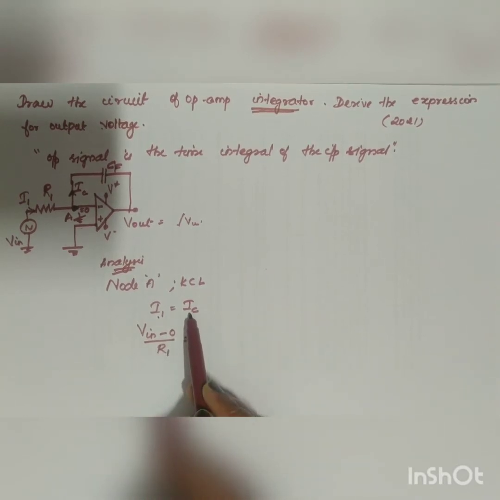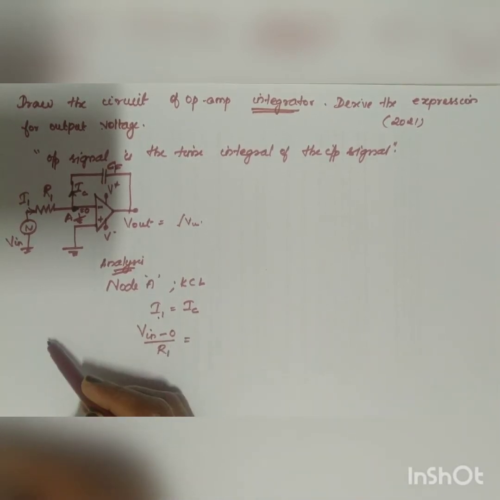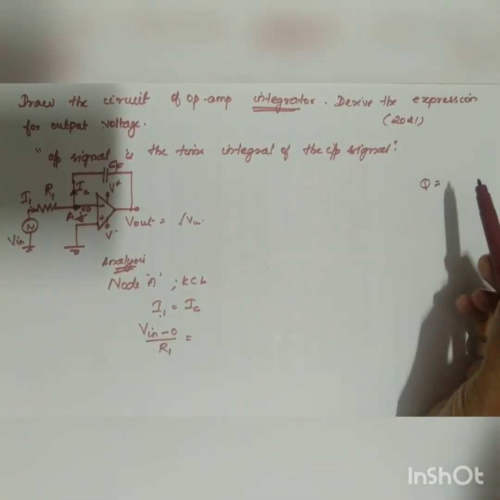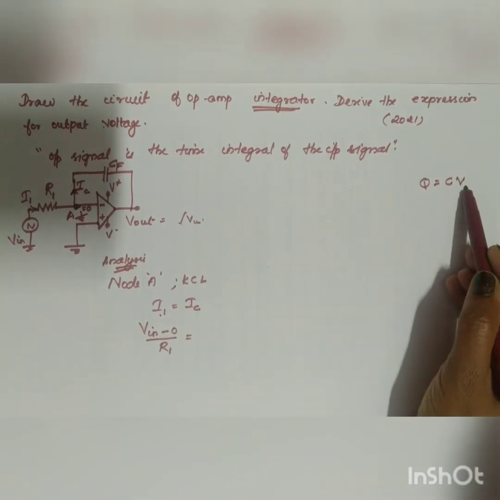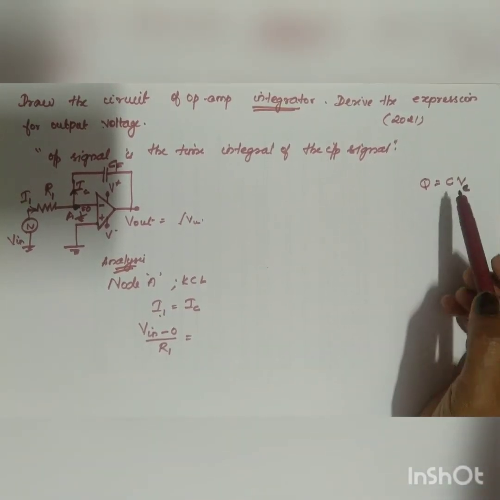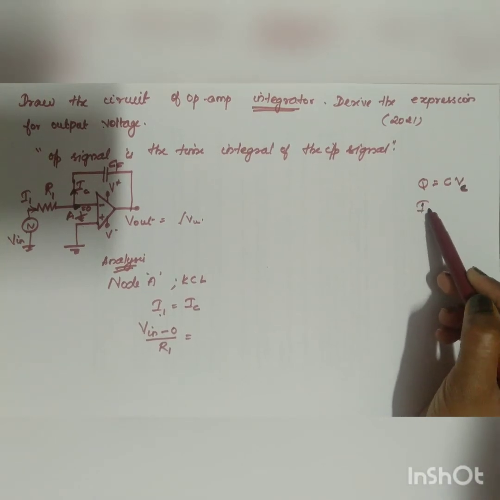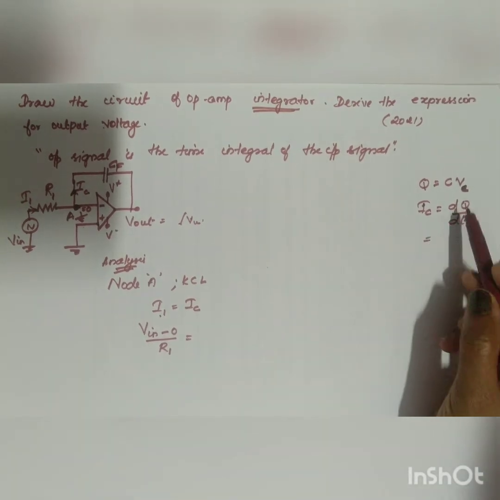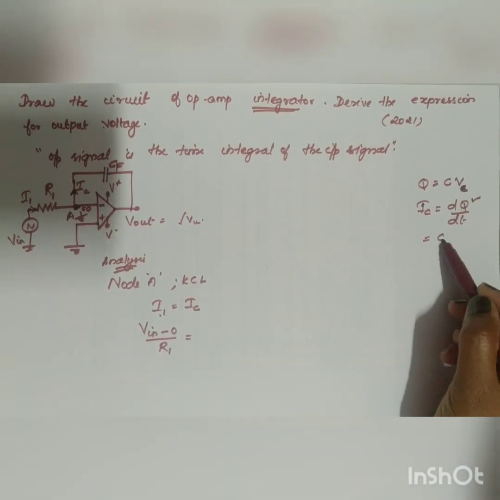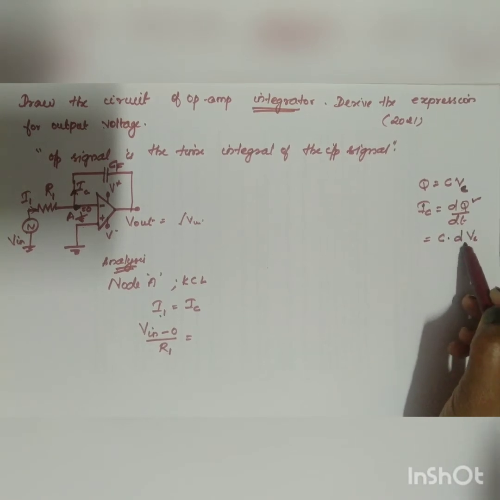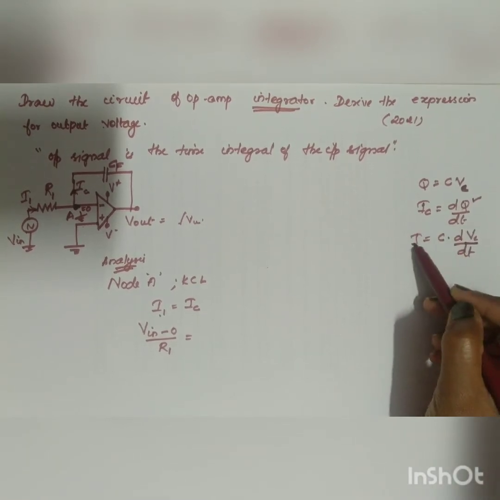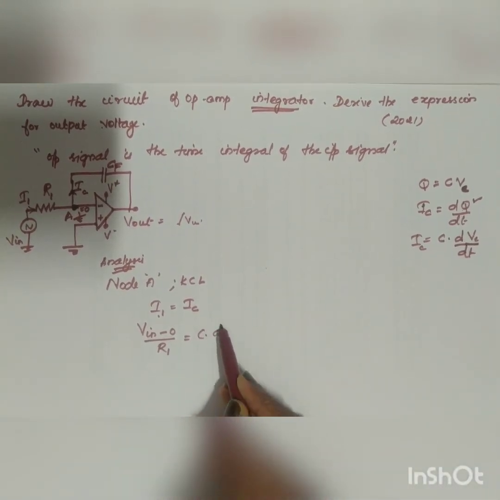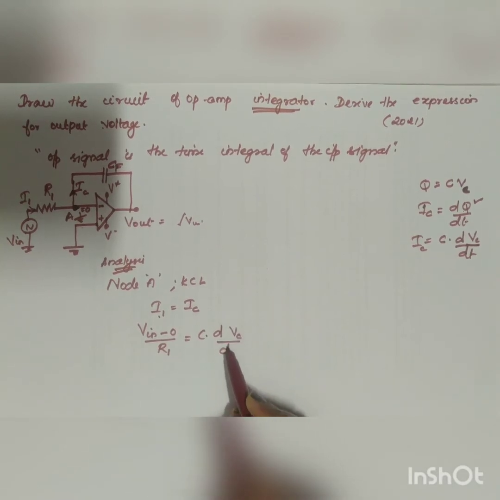Now what is the current across your capacitor? In general, you know that if Q is your charge, Q is equal to C into V, right? If I take VC as the voltage across the capacitor, what will be the current across the capacitor? IC is equal to dQ divided by dt, which is equal to C, substituting the value for Q, with C as constant, dVC divided by dt. So IC is equal to C into dVC divided by dt.